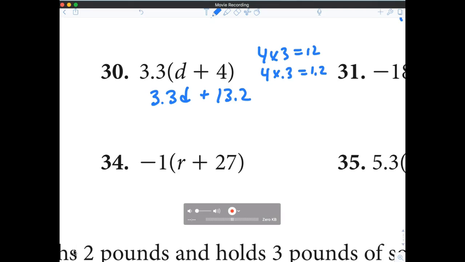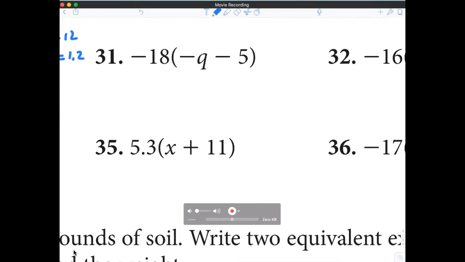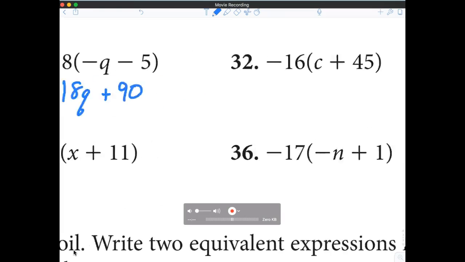All right, Miles, you're up. 18 times negative q would be 18q. Beautiful. Plus, because it's negative 5, so it becomes a positive, so plus 90. Good job, buddy. 18q plus 90. Everybody happy with that? Yeah, that's what I thought. All right, Lander, you're up, buddy.